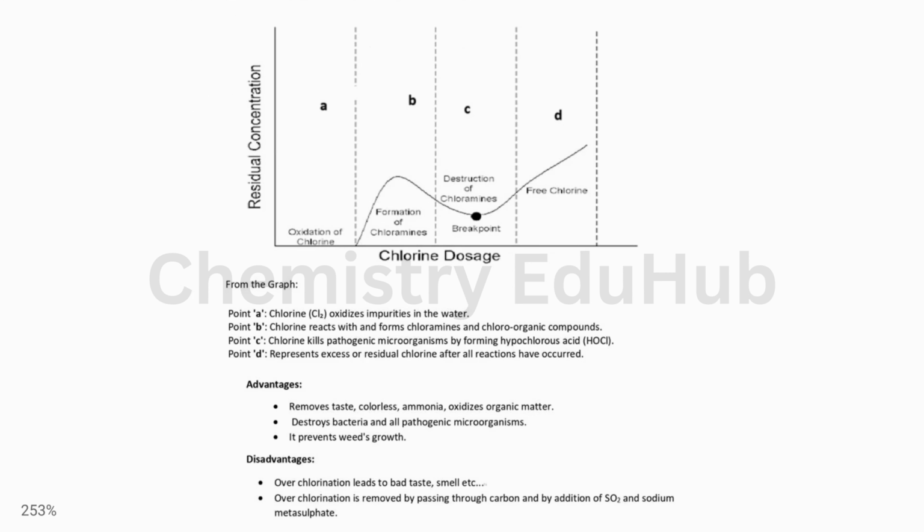This is a graphical representation of the chlorine dosage. In the first stage, the chlorine oxidizes the impurities present in the water. In the second stage, the chlorine that remains reacts and forms chloramines and other chloro-organic compounds. This is the break point, where it kills the microorganisms and forms hypochlorous acid. This is the required amount. If excess or free chlorine is available, it causes residual chlorine in the water and will be the cause of unwanted reactions in the water.